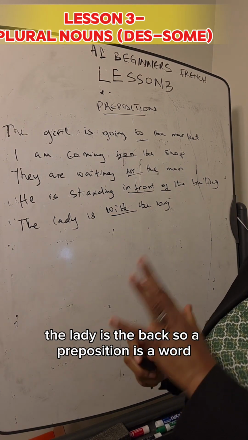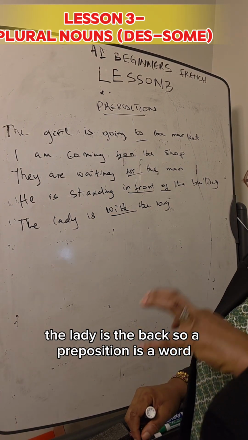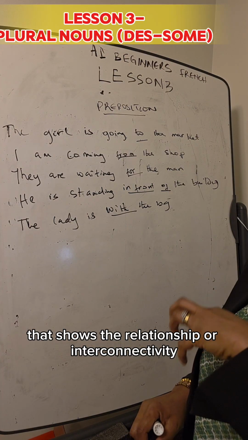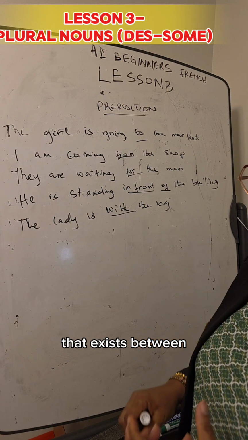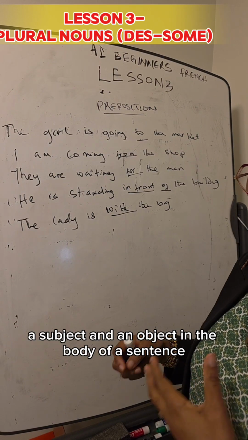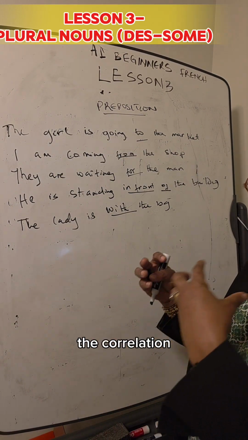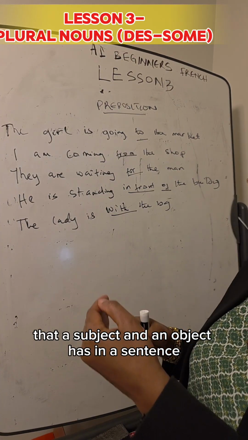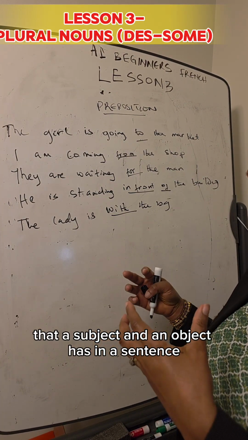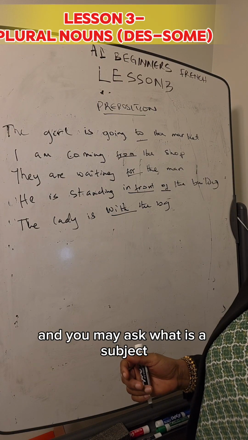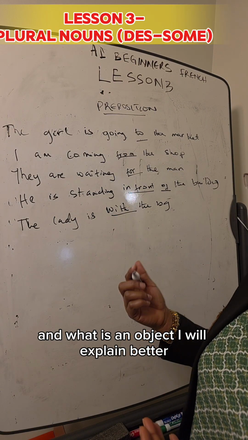So, a preposition is a word that shows the relationship or interconnectivity that exists between a subject and an object in the body of a sentence. It shows the interaction. It shows the correlation that a subject and an object has in a sentence. And you may ask, what is a subject and what is an object? I will explain better.